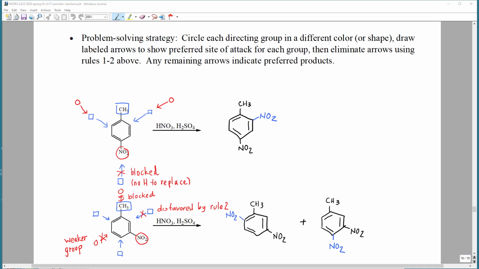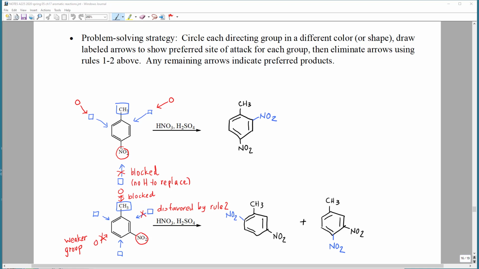So for example here, I have this methyl group. I put it in a blue square. The methyl group is an ortho-para director. So it would prefer to have the electrophile attach either ortho, which would be these two positions, or para to itself. Now when we look, I drew an arrow pointing to those positions. I labeled them with the symbol. But when we look at the one in the para position, that's blocked. It's blocked because there's no hydrogen to replace. So we can cross that one out.